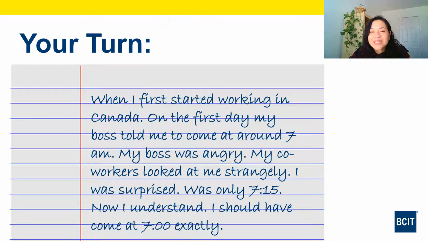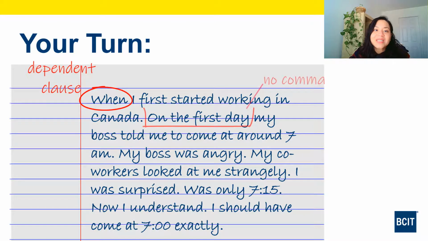Let's look at this more closely. The first mistake is in the first sentence where the student uses a dependent clause as a simple sentence because of the word when. Next, the student has added a phrase to this simple sentence but has forgotten to add a comma.